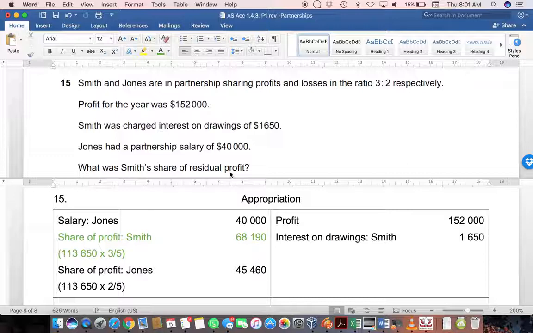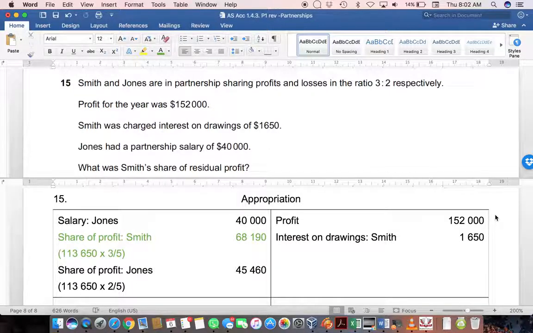So this is asking more than just what was the residual profit to be divided between partners. You will need to work that out first, and then you will need to work out 3/5 of that for Smith. So again, we're going to use a rough T account. In this case, I'm choosing to use appropriation, because all this information that has been given are items that would be in the appropriation account, and the share of the profits would then be what you would calculate in that account.